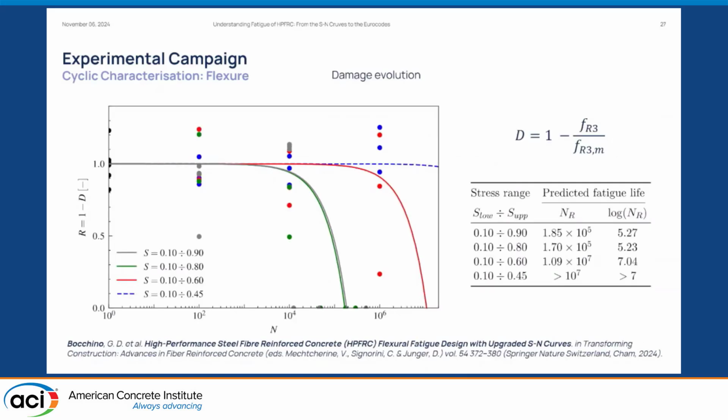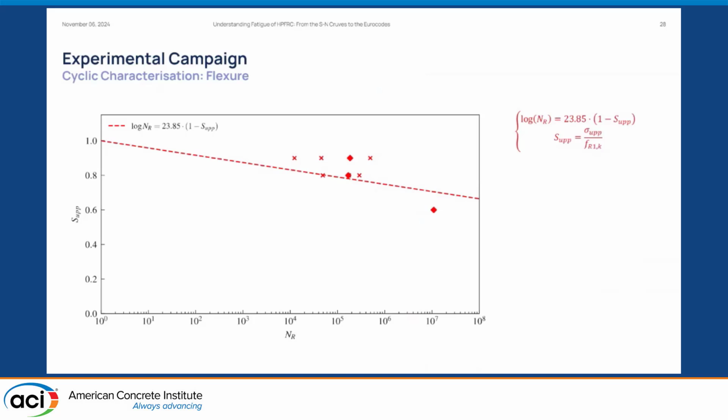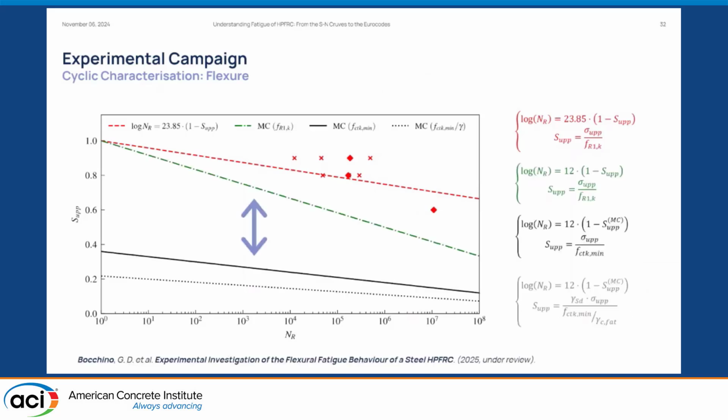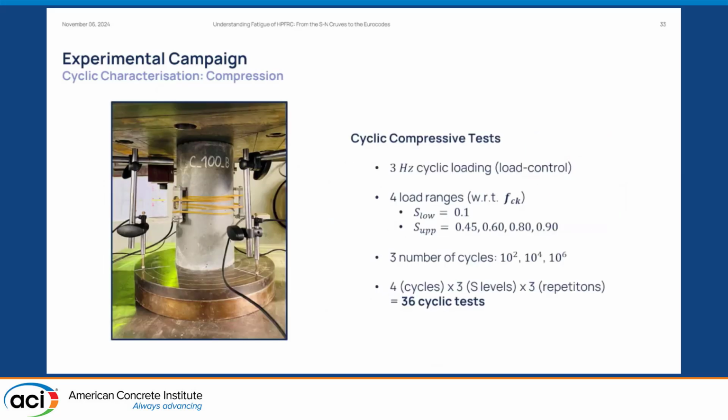Same residual versus number of cycles. In this case, for 60 and 45% of the load level, we obtain slightly better results, obtaining predicted fatigue life of more than 10 million cycles. And here the S-N curves, very similar to before, slightly better. And again, we can see there is quite a large gap between what's currently in the code and what we obtain experimentally. Now I will present you the same thing, but for compression.